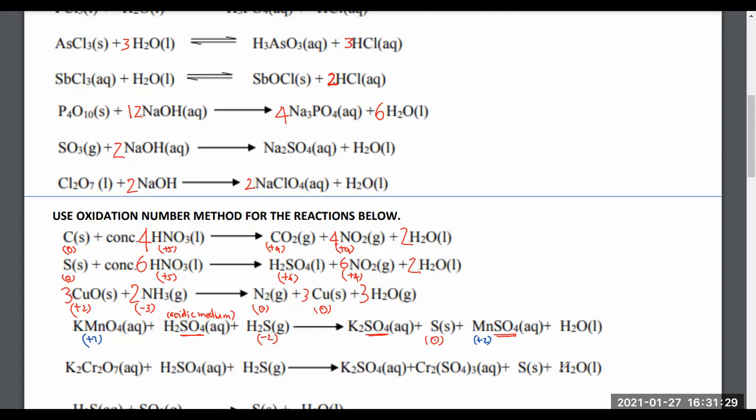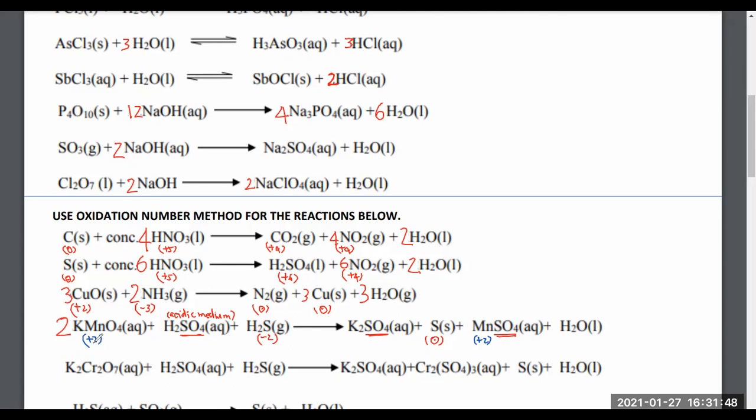Sulfur from -2 goes to 0. So for sulfur, the difference is from -2 to 0, 2. That 2 comes in front of this because that is the species which is undergoing oxidation, and this is the species which is undergoing reduction. So you have to use this and this. This is the acidic medium. In the next reaction also, same thing.